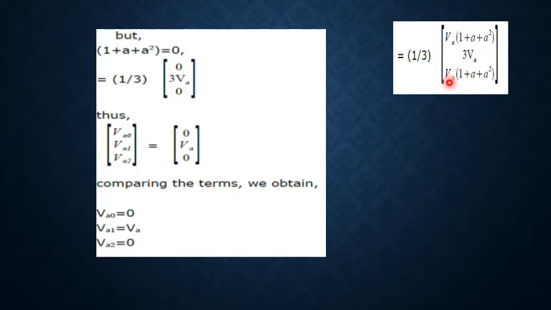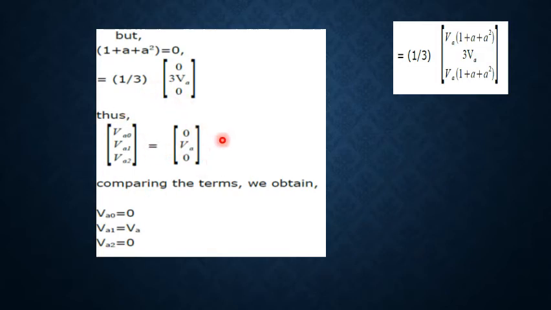So Va into 0, like that Va into 0. So you are going to get two zeros in this sub matrix, which is further simplified to 0, 3Va, 0. Now multiply this 1 by 3 with this entire sub matrix. So 1 by 3 into 0, 1 by 3 into 3Va, so the 3 will get cancelled. We are going to retain only Va, and 1 by 3 into 0 is nothing but 0.